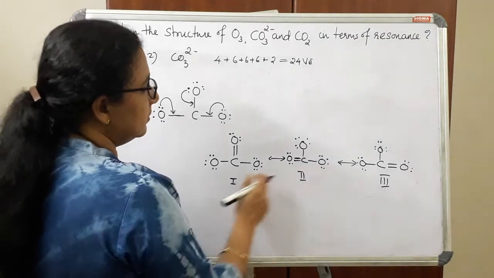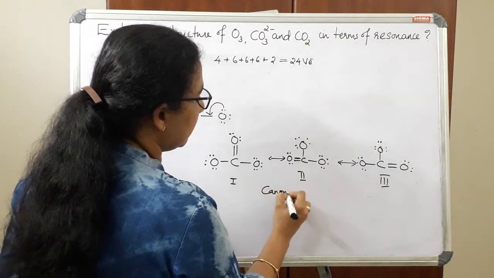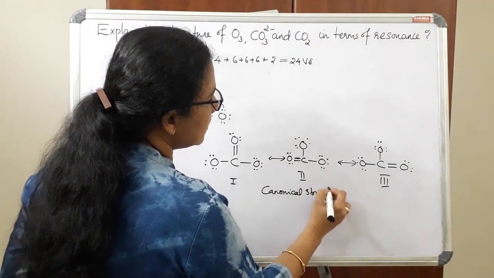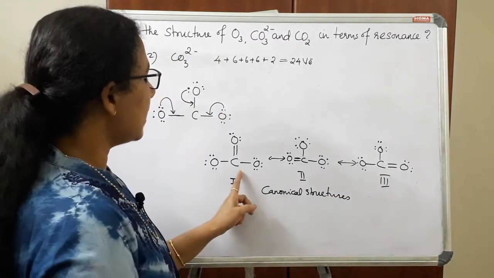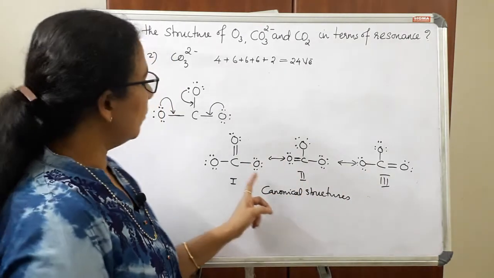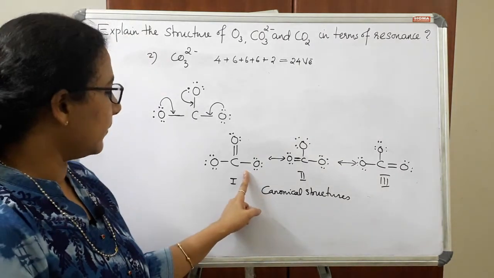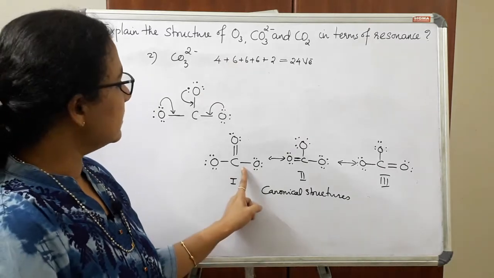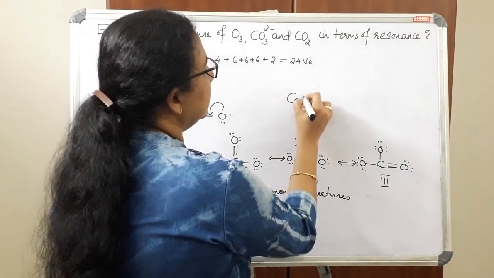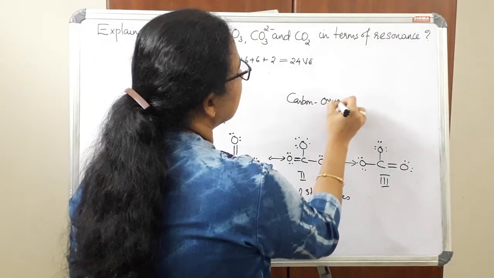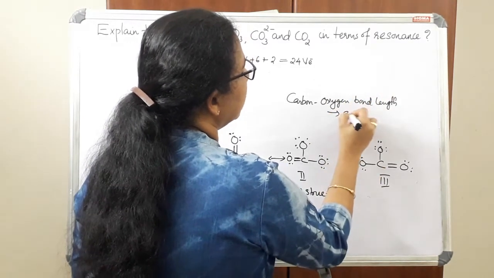These 3 structures can be called canonical structures or contributing structures. The actual structure is the resonance hybrid of these 3 structures. So a single structure will not explain the properties of the carbonate ion. Like O3, the carbon-oxygen bond lengths are equivalent.